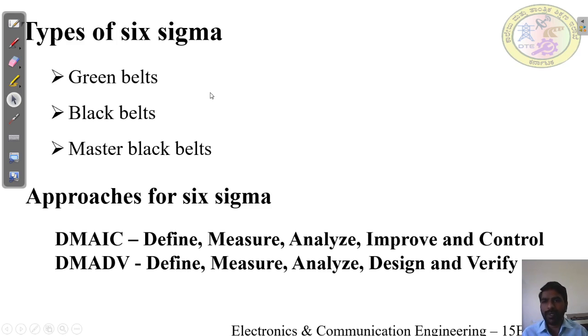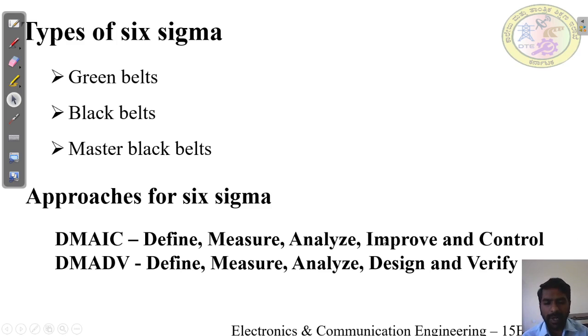There are three types of Six Sigma: green belt, black belt, and master black belt. And there are two approaches to Six Sigma. One is DMAIC and the other is DMADV. DMAIC is define, measure, analyze, improve, and control. DMADV is define, measure, analyze, design, and verification. In that video it is explained neatly. DMAIC is used by all industries. DMADV is used by new industries that are going to produce a new product. The only difference is IC versus DV, that is improve and control.